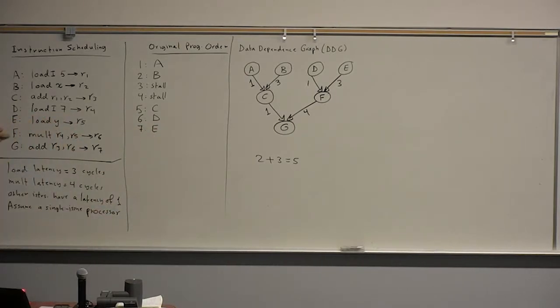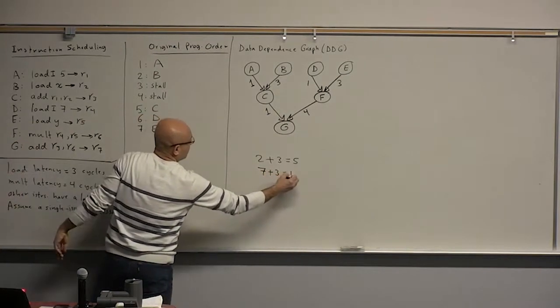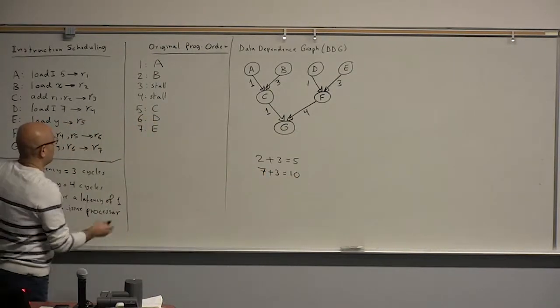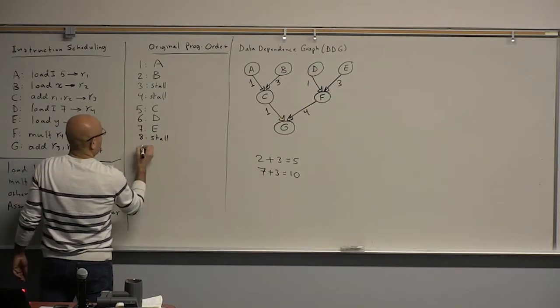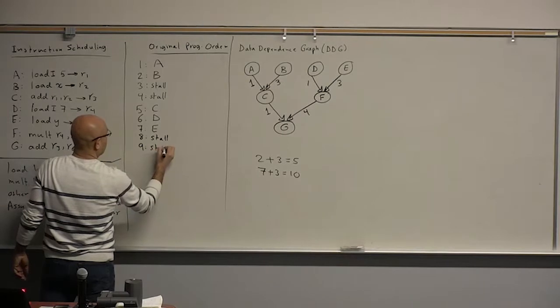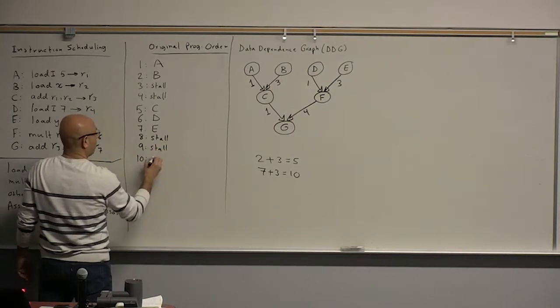Now F is dependent on E with a latency of 3. So 7 plus 3 equals 10. So then 8 and 9, the processor will be stalling. And in 10, we will have F.